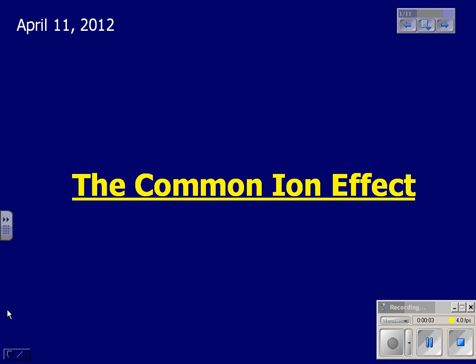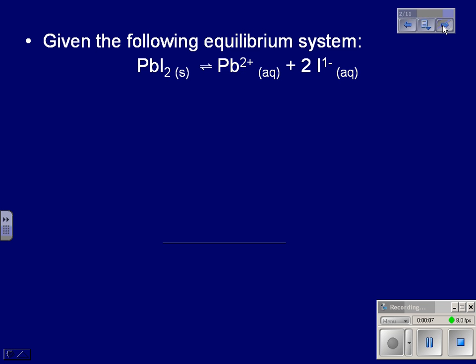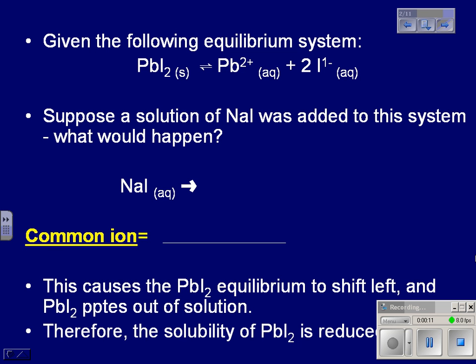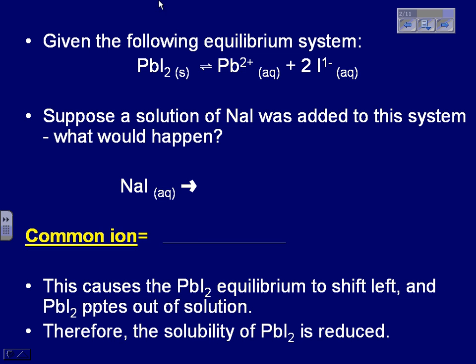All right. So the common ion effect. First slide. I'm just going to bring the whole thing up, and you can write this all in. All right. So this example here is a little different than what I just discussed on the board.